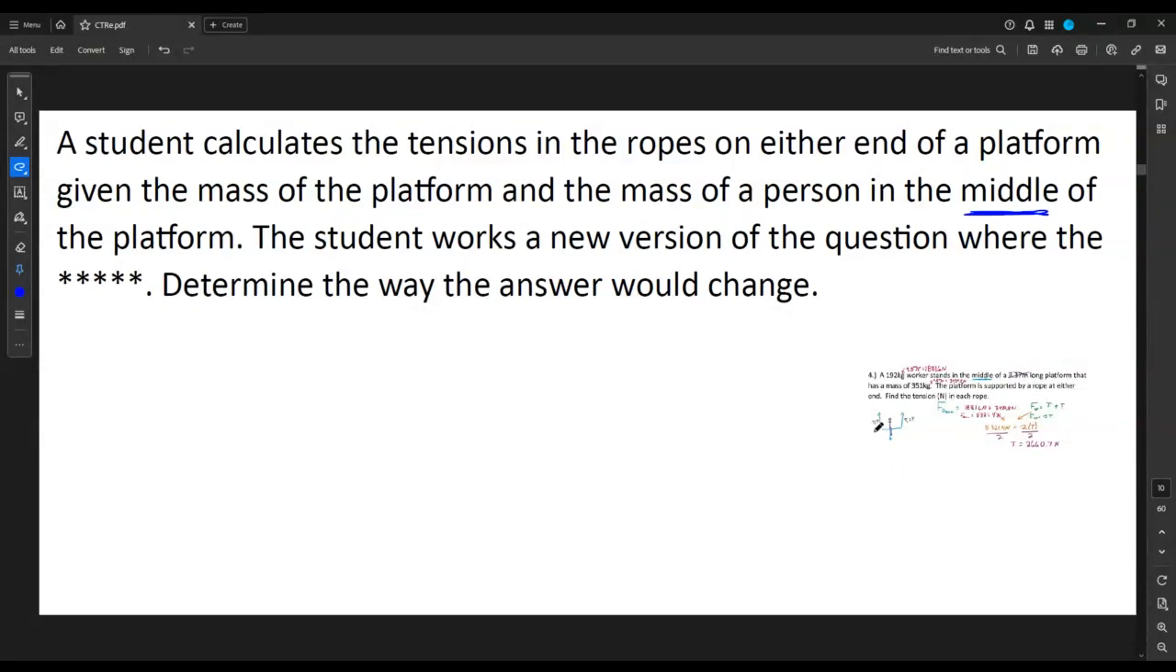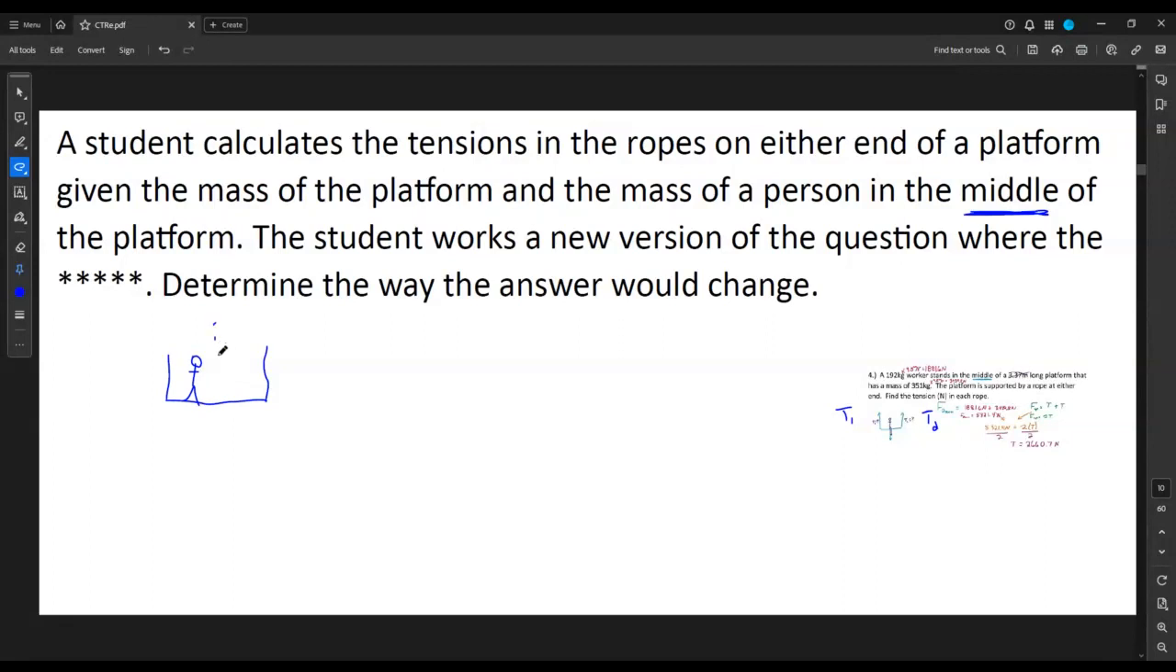And so we want to think about this. It's kind of small, so I'm going to label this again, but it was T1 on the left-hand side and T2 on the right-hand side. But let's say that a new version of this is set up and the worker moves to the left or to the right. And so I'm going to sketch out a picture here. And let's say this time that the worker is over here on the left side.